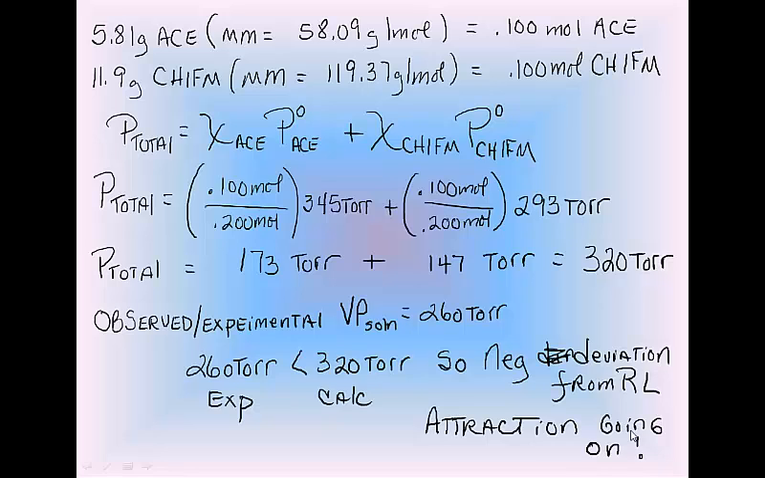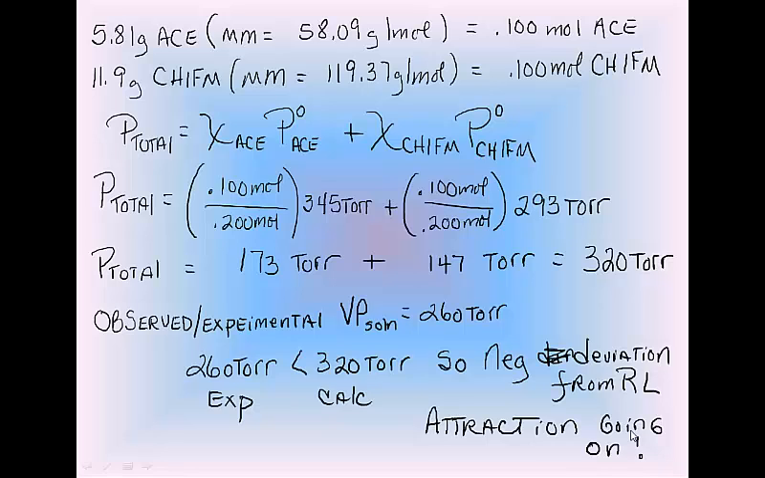Alright, so here's what I got. I have 5.81 grams of acetone, shortened as ACE. Molar mass given. That's 0.10 moles of acetone in the solution. I have 11.9 grams of chloroform. Molar mass given. 0.1 mole of chloroform in the solution for a grand total of moles of 0.2.